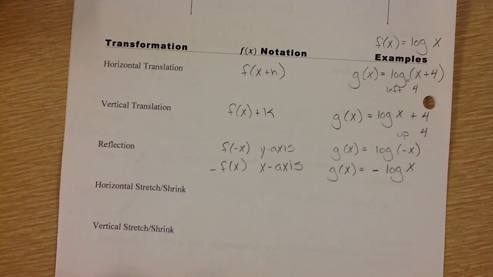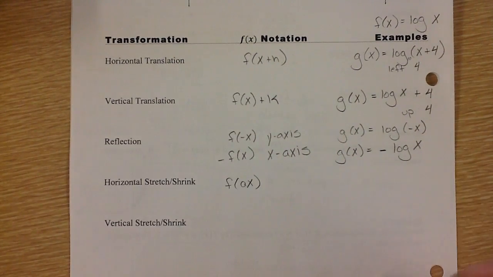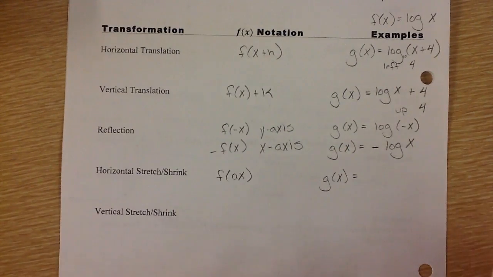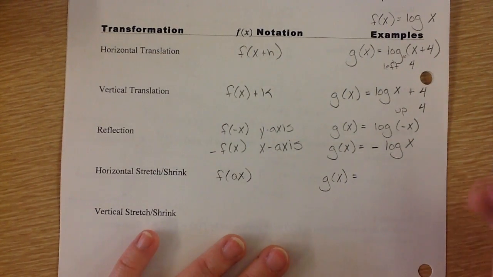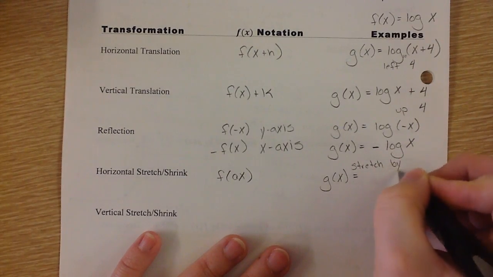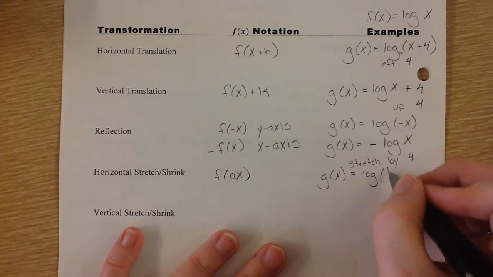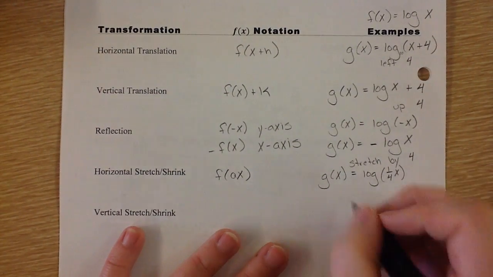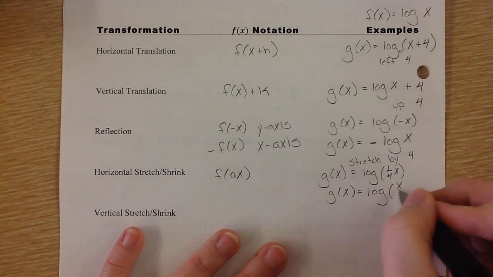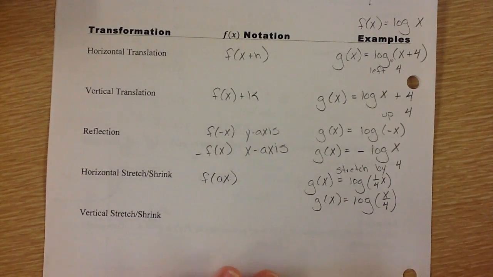Okay. A horizontal stretch and shrink, again, remember that works inside the function, but it works backwards. So how that would look in a log function, if I want to stretch this by 4, I would need to multiply inside by a 1/4. So it would be the log of 1/4 x, which many a times we write it g of x equals the log of x over 4. We just multiply the 1/4 and the x. So that would be a stretch by 4.